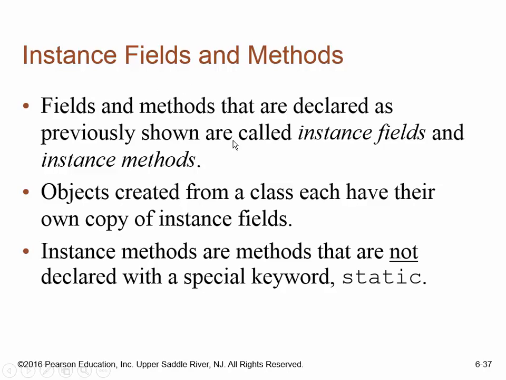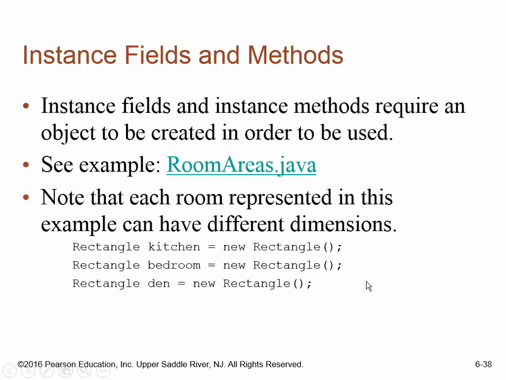Fields and methods that are declared in this way are called instance fields and instance methods. So each object that we create will have its own; each rectangle we create will have its own length, width, set width, get width, get area. And that's exactly what they're saying. These instance methods are not declared with the keyword static. The other thing you may or may not have noticed is that so far, there also is not a main. We'll get into that in just a bit.